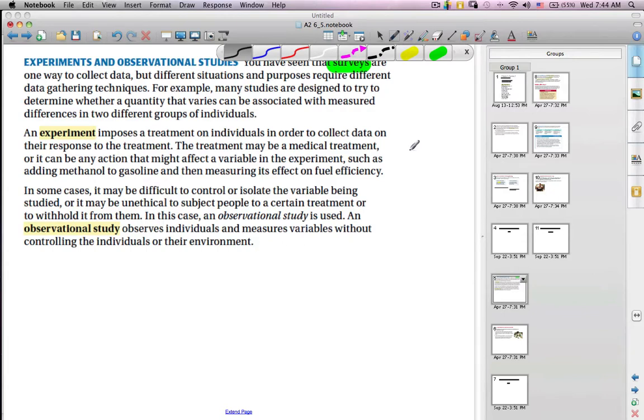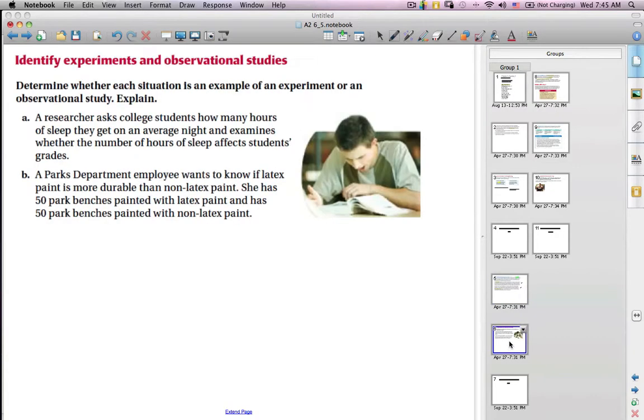Whereas in an experiment, you actually impose something onto the environment you're studying. So that's the key difference: in this case, the researcher is taking an active role in changing the environment, whereas in this situation, the researcher is observing the environment. Okay, so they're not changing it inherently in order to see what happens. Okay, so when you take a look at this, you want to see, well, which is this? Is this an experiment or an observational study?